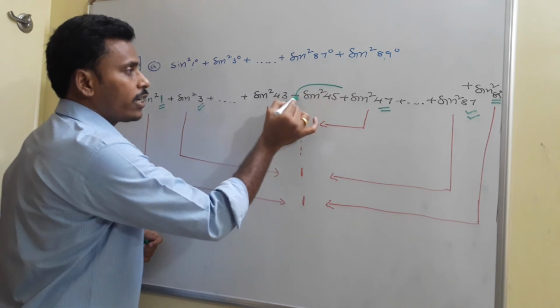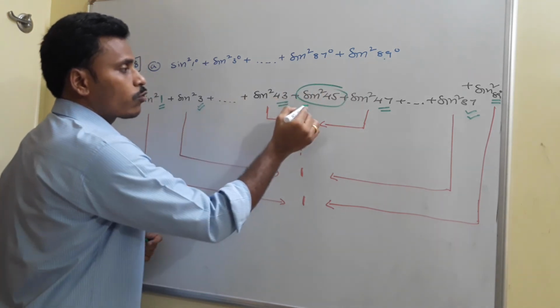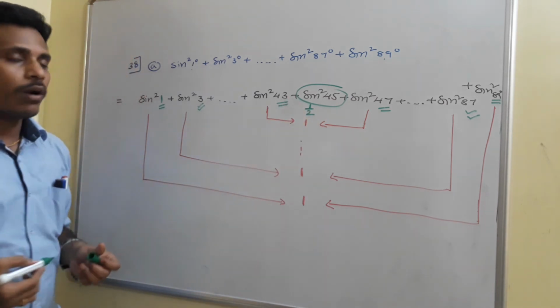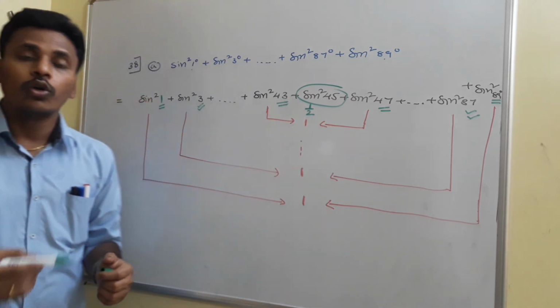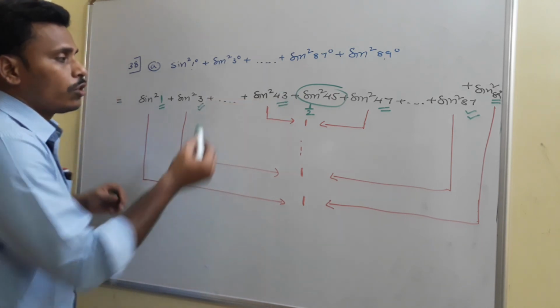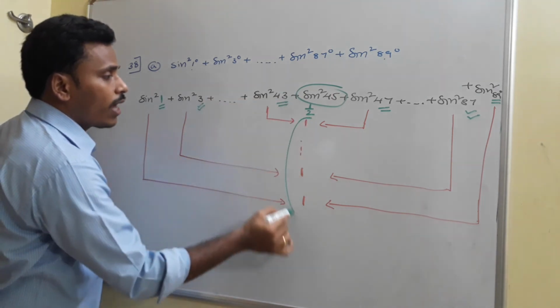At the middle we have sine square 45 and that sine square 45 is 1 by 2. I think you are aware, okay? Sine 45 degrees is 1 by root 2, so sine square 45 is 1 by 2. So this is 1 by 2 and here all we have are ones.